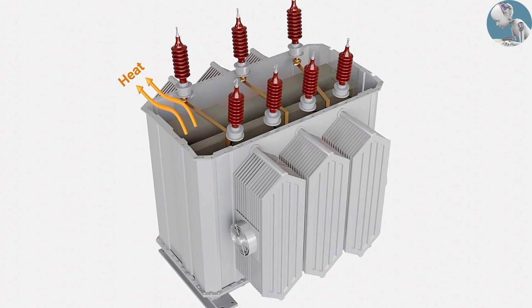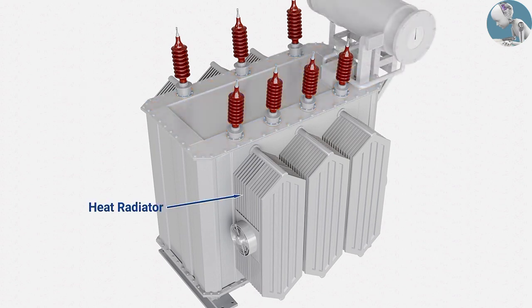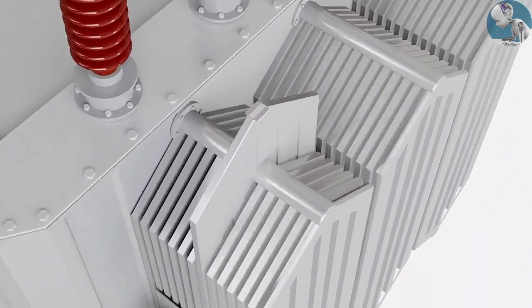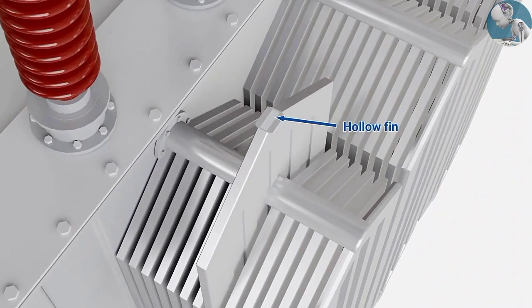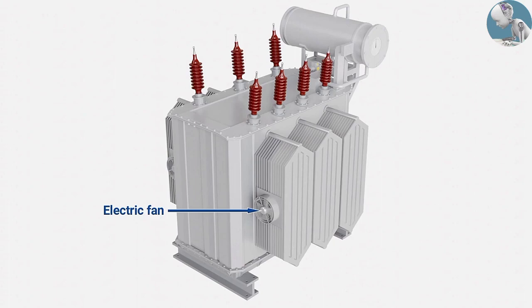To combat this heat, the main tank of the transformer is filled with insulating oil. Heat radiators are used in transformers to dissipate the heat. The radiator has multiple hollow fins, which spread the oil to a large surface area, thereby increasing the rate of heat dissipation. Large transformers utilize electric fans to cool the radiators.